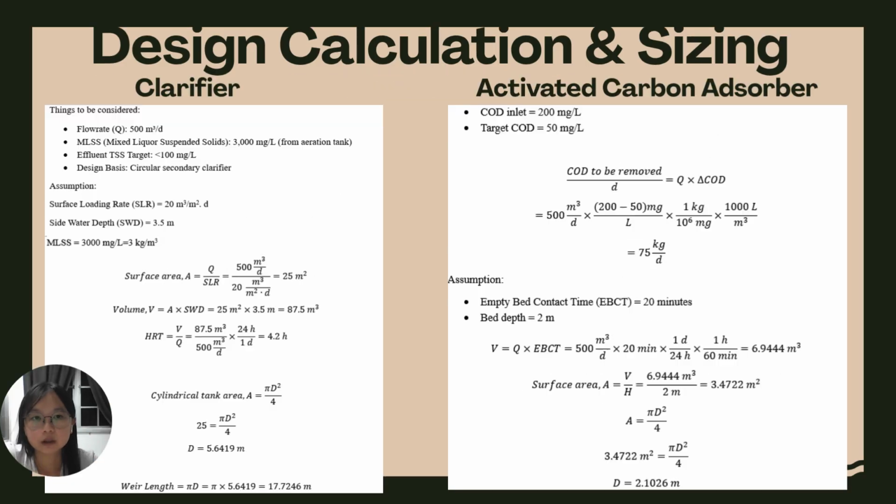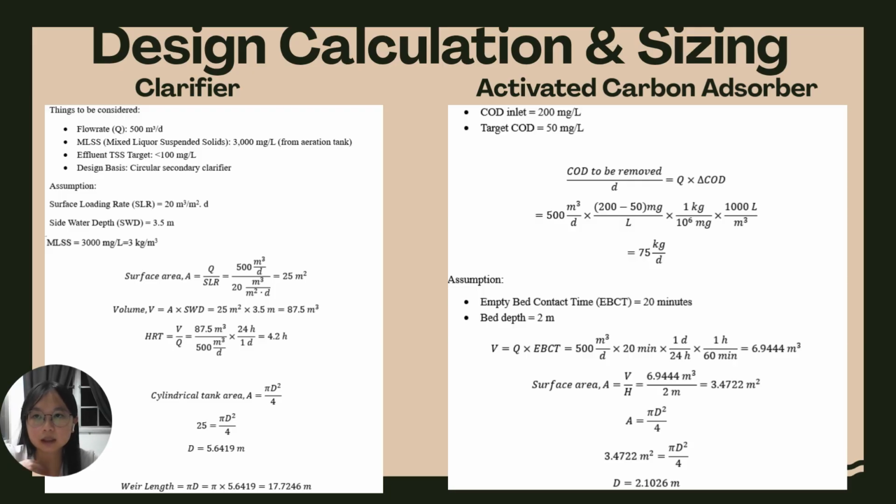1,388.9 meter cubed. For the clarifier, we assume that SLR equals 20 and SWD equals 3.5 meters, then MLSS equals 3,000 mg per L. Using this value, we can calculate the volume of the tank, which is equal to 87.5 meter cubed, and the real length equals 17.72 meters.